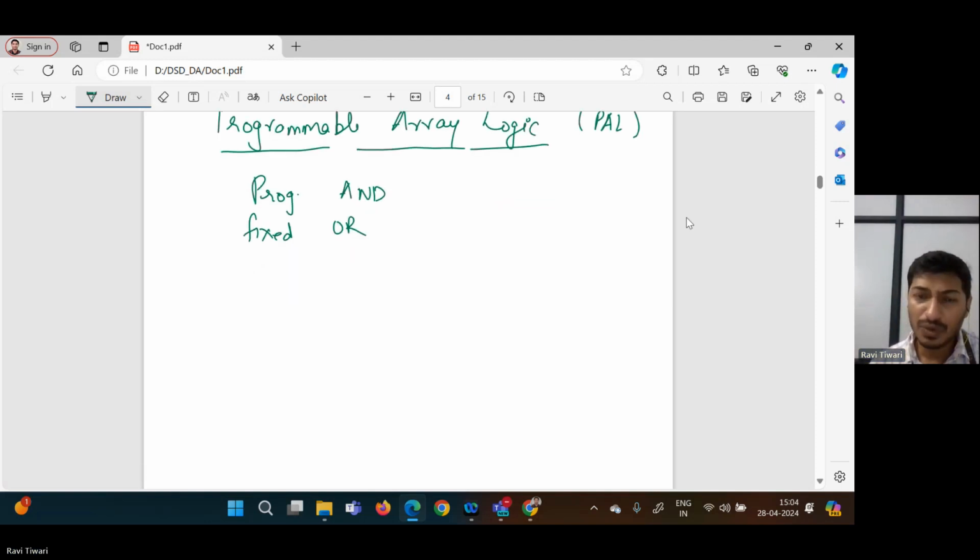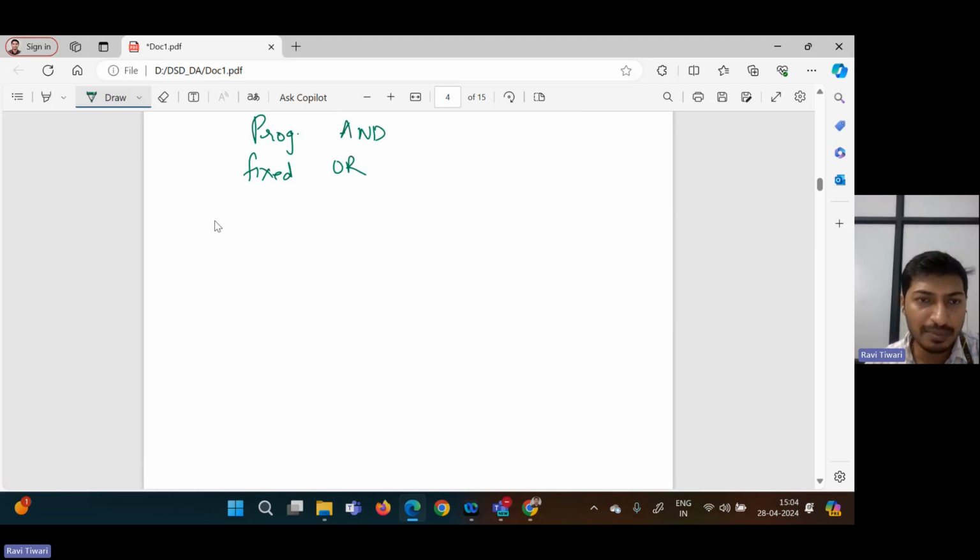Now, first we will see how to solve the numerical based on PAL. For that, we have to follow 5 steps. First step will be to draw the truth table. If the numerical is based on certain statement, first we have to draw the truth table. If they provide us a direct truth table, then that will be the first step.